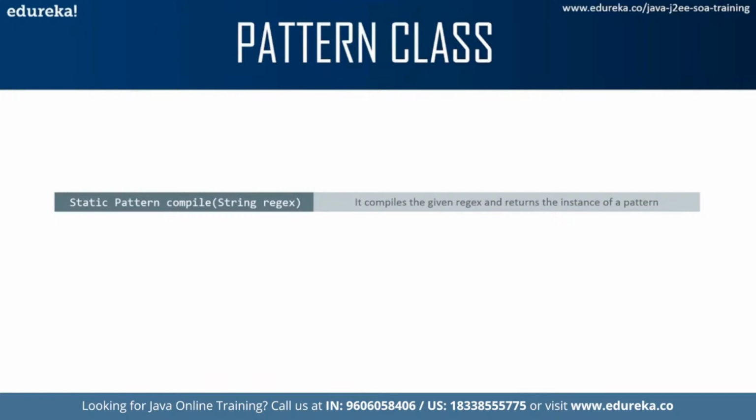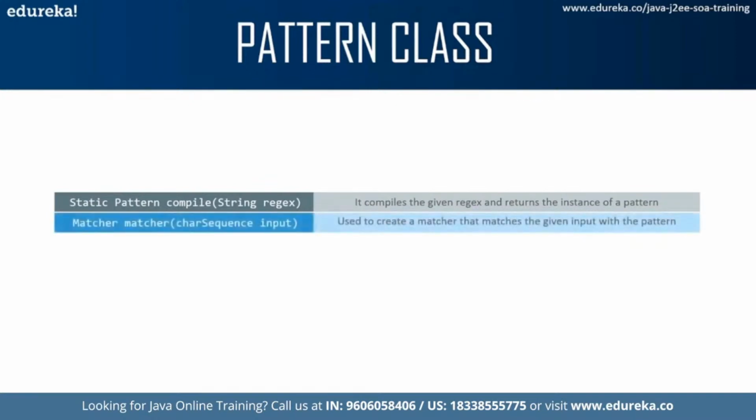I will tell you how exactly all these methods work with the help of an example after this. For now, let's understand all the different methods. Next, you have matcher, which takes a parameter called CharSequence input. This is used to create a matcher that matches the given input with the pattern. And the Matcher has methods like boolean find, boolean search, int start, int end, everything.